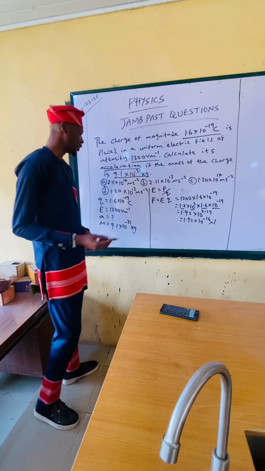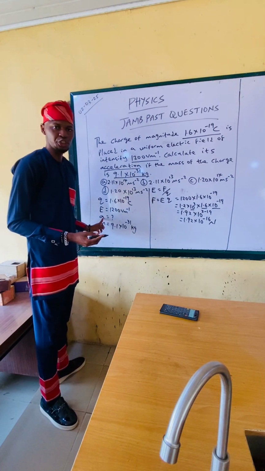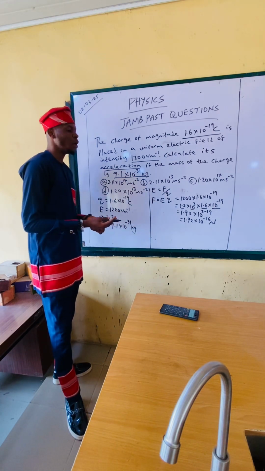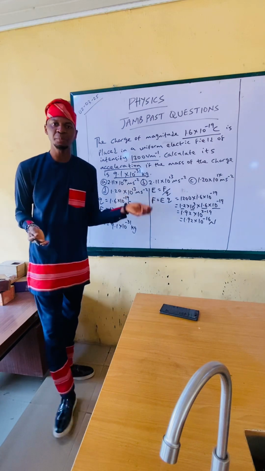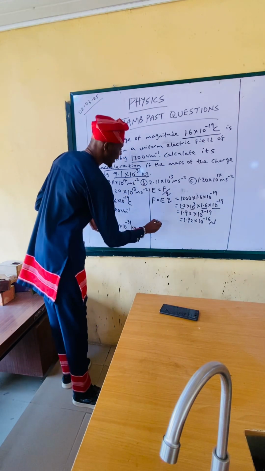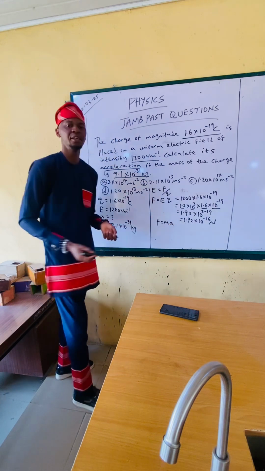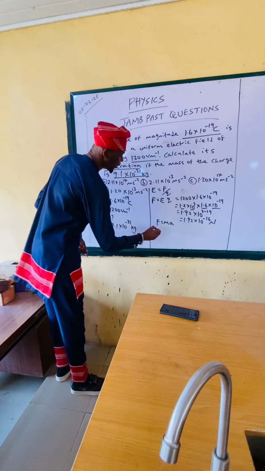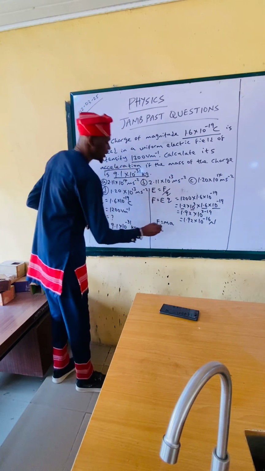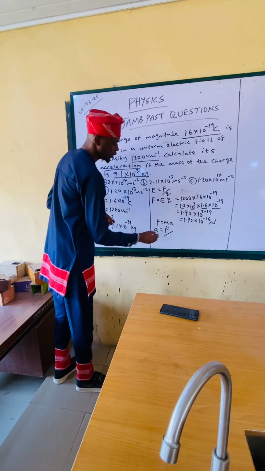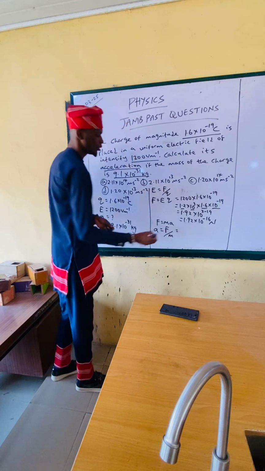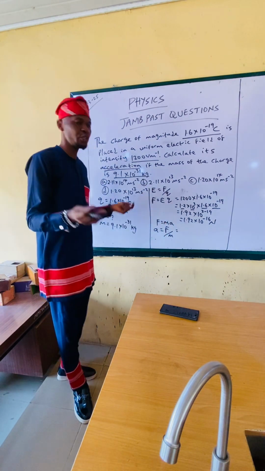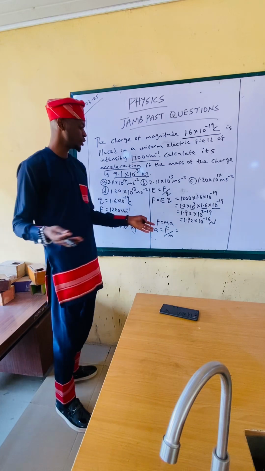That's the force. But the question says we should find acceleration. We are now going to use Newton's second law of motion, or the relationship between force, mass, and acceleration of a body. That's F equals ma. F is the force, m is the mass, a is the acceleration. If I want to get my acceleration, it will be the force, which is the electric force, over the mass. We make a the subject of the formula here. You divide both sides by m, and you're going to have a equals F over m.